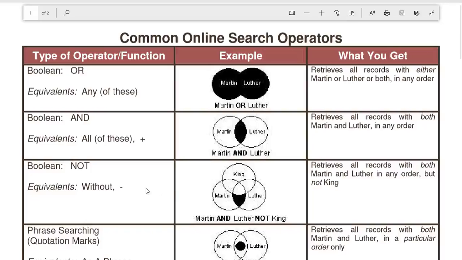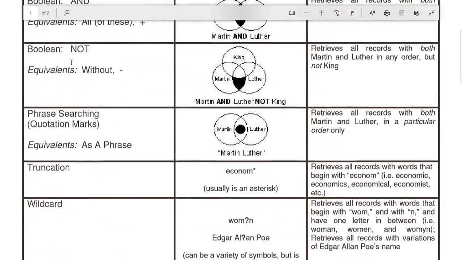The next Boolean function or operator would be the word not. Equivalents would be without or minus. If you were to type Martin and Luther, not King, the search will retrieve all records with both Martin and Luther in any order, but not King.